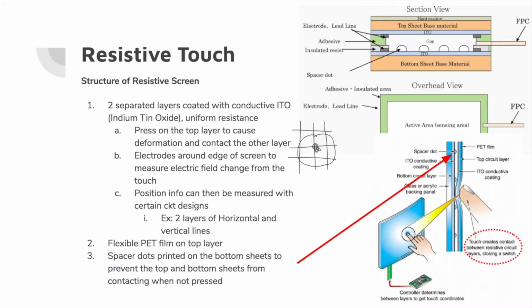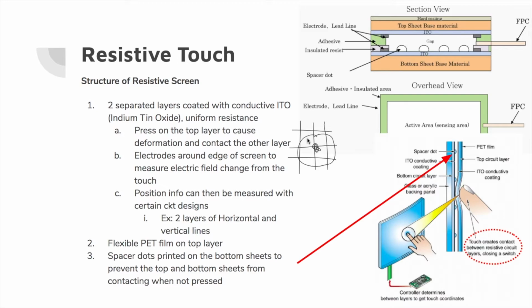The position can then be inferred or measured when you press on the screen. There are some circuit designs that allow for this kind of measurement. One example is if we have two layers, one layer of horizontal lines and another layer of vertical lines, and say you press right here, it's going to be able to measure that point of contact and possibly other lines around it as well.